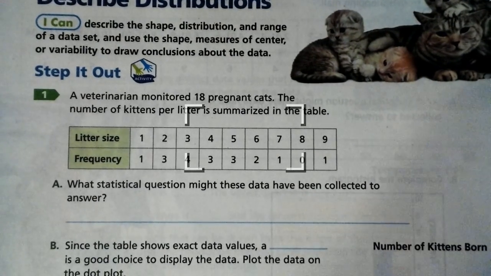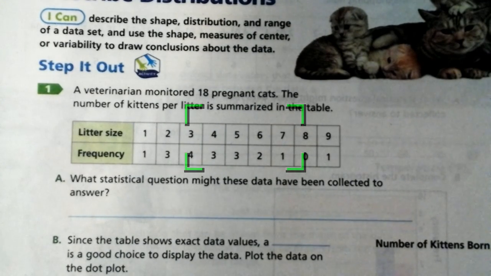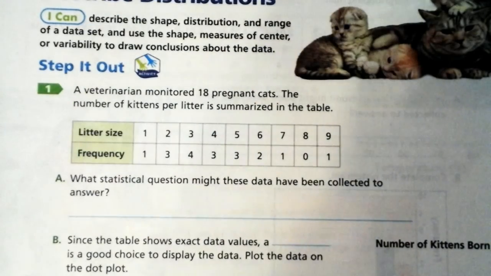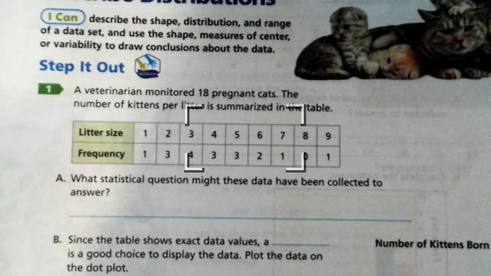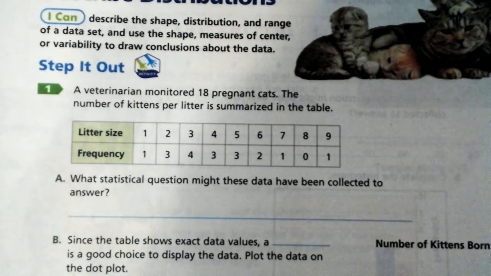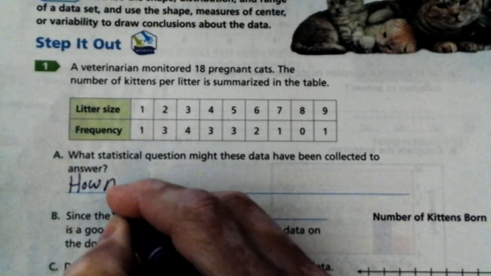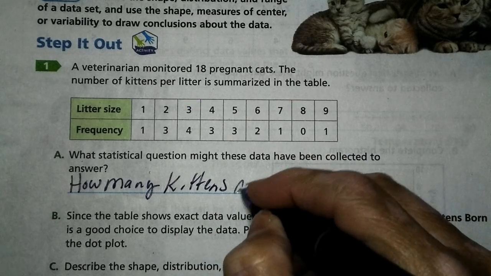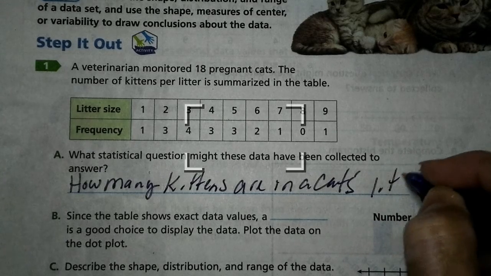Number 1. A veterinarian monitored 18 pregnant cats. The number of kittens per litter is summarized in the table. What statistical question might these data have been collected to answer? All right, so we are looking at how many kittens are in a cat's litter.